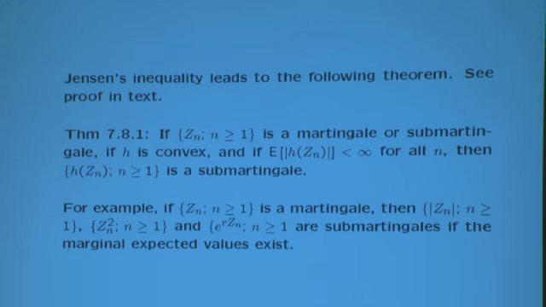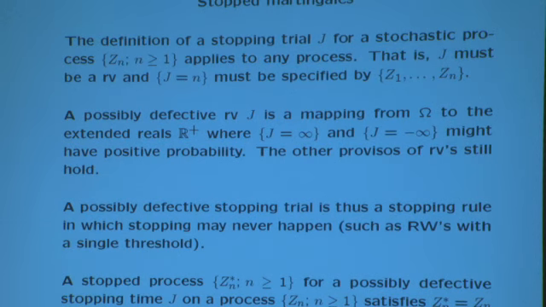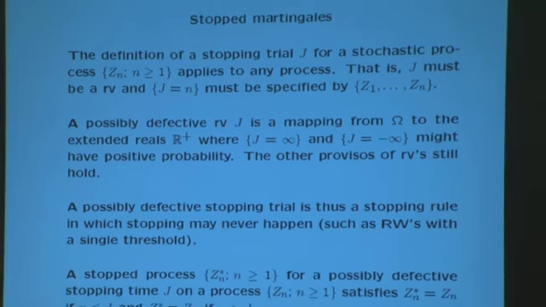And you also get that z squared is a submartingale, and e to the r z_n is a submartingale, because all of those are convex functions. So when you want to look at any of those, you just go from talking about a martingale to talking about a submartingale, and life is easy again. Okay, major topic, stopped martingales.